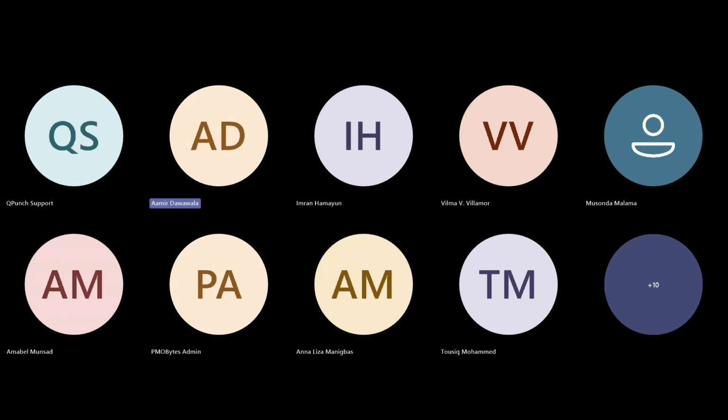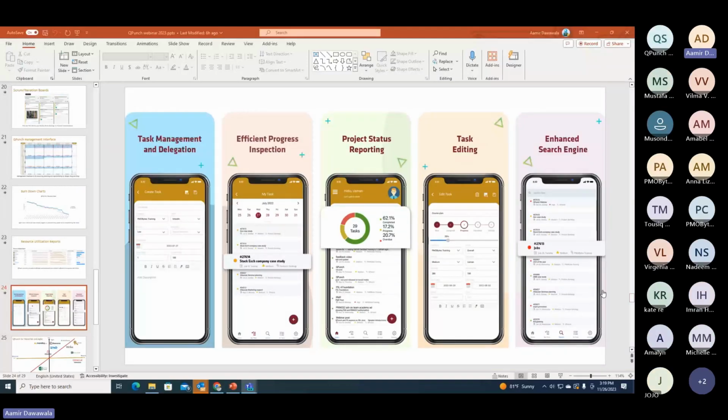Okay, so I think we have, let me just share again, just to cover a few final slides. So this is where the mobile version Irene was showing. So you could actually delegate tasks. You could see the progress of each task in terms of status reporting. You have a quick dashboard. Task editing is possible. Searching is possible.